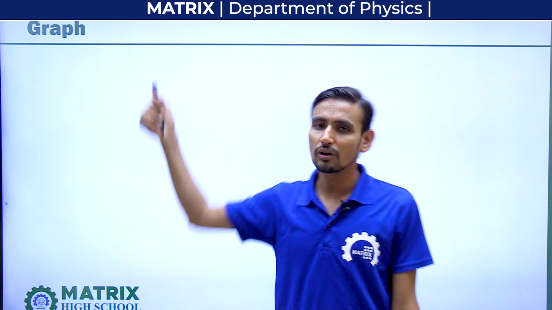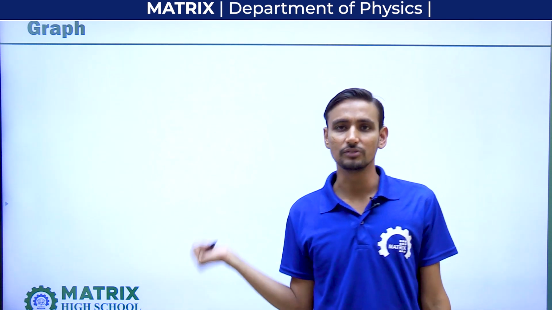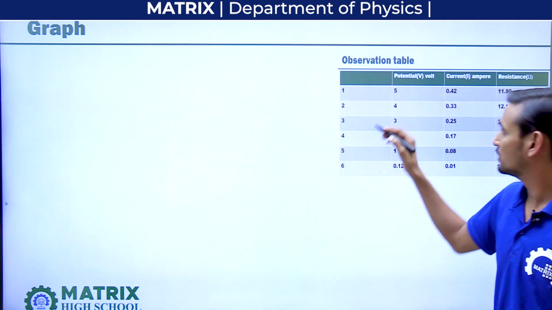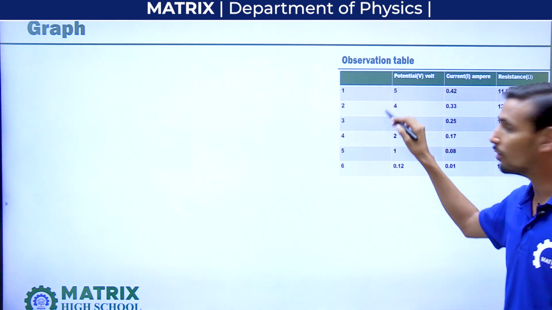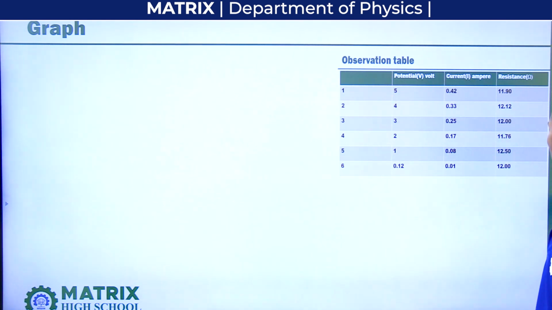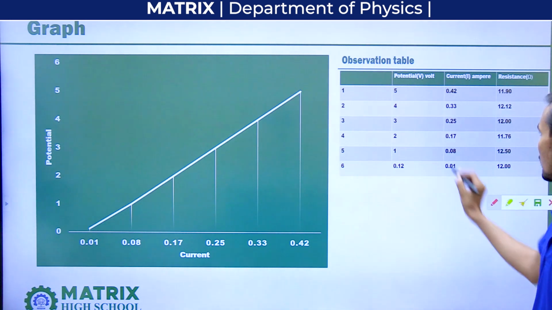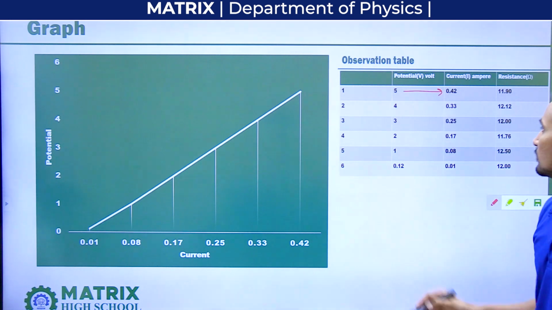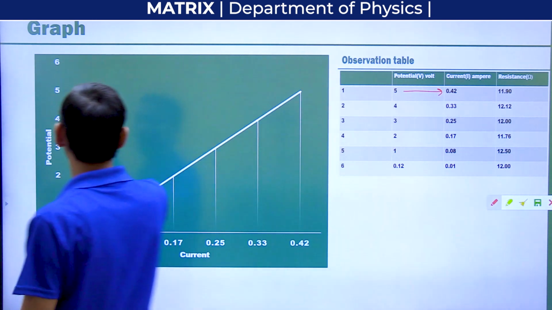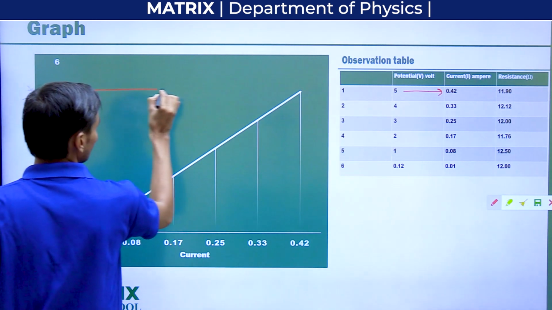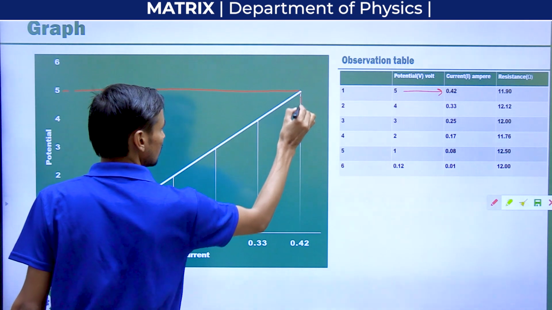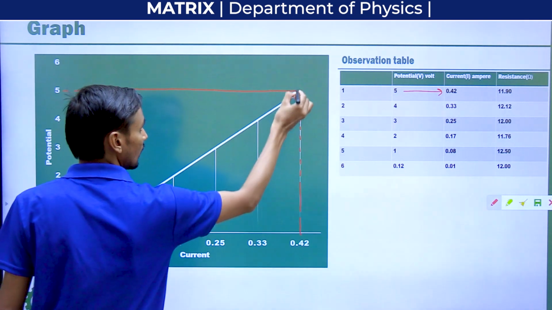Next we will draw a graph on the basis of our observation table. In the observation table we have taken 6 readings of potential and current, and we have found the resistance corresponding to these from R equal to V upon I. Now if we make a graph from these values, then at 5 volt the current is 0.42 ampere.